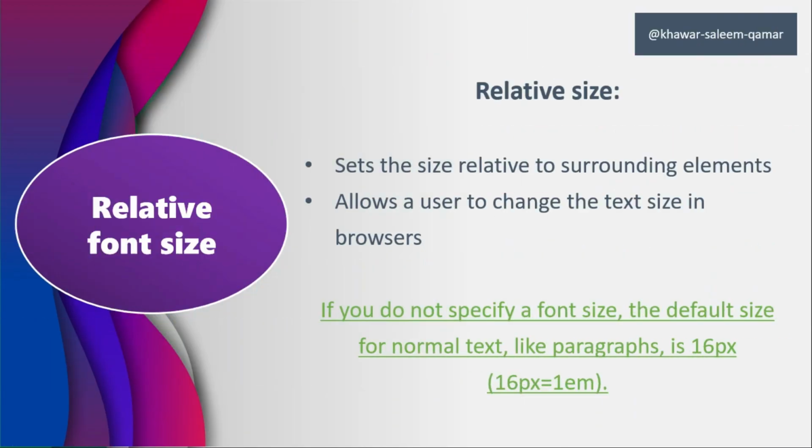Whereas in relative font size, the font elements are given a size related to their surrounding elements in the page. So it allows users to change the text size in the web browser, like zooming as well. So if you don't specify font size, what happens then? Then it uses the default size for the p tag, which is 16 pixels. 16 pixels is equal to 1 em.